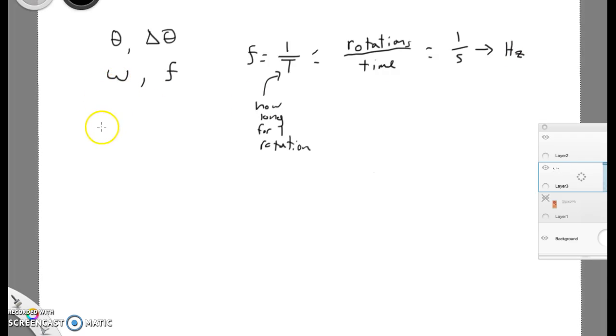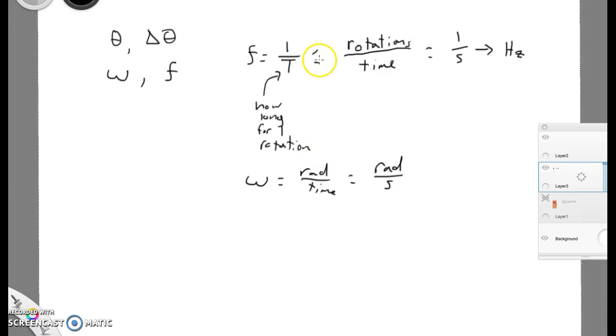Now, for angular velocity, that's going to be the number of radians divided by the time, or the number of radians per second. And so you can see that you would be able to convert between frequency and angular velocity by converting your radians into rotations or your rotations into radians.